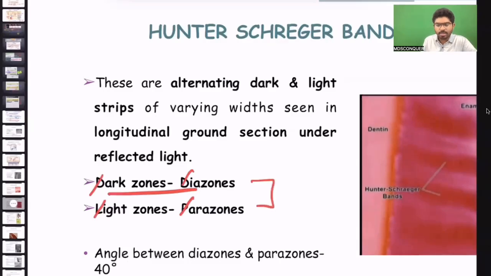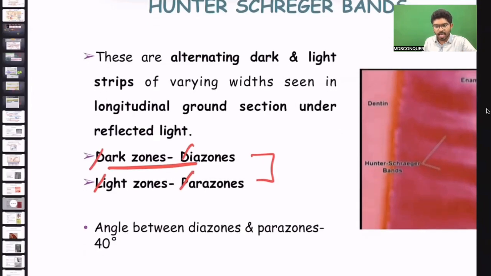What is the angle between these two? The angle between the diazones and parazones. Yes, the angle between these two is 40 degrees.